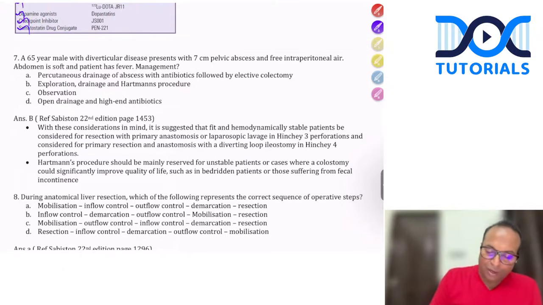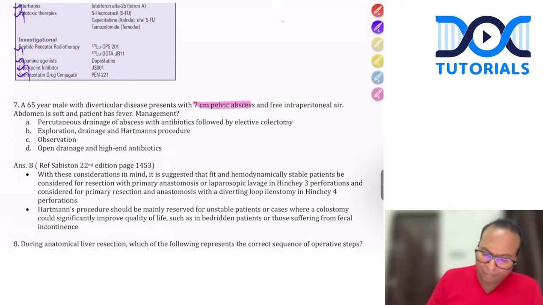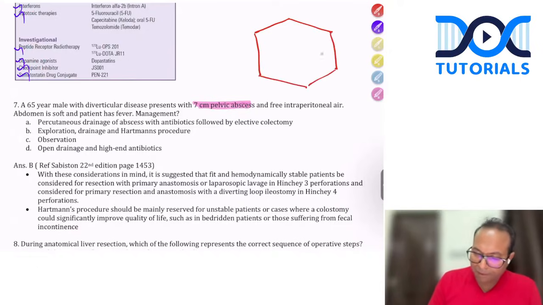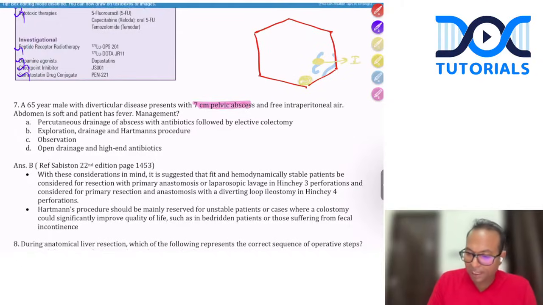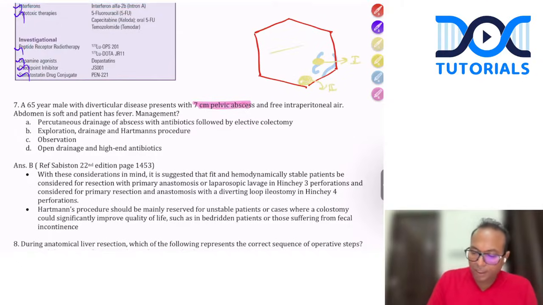A 65-year-old male with diverticular disease presents with a 7 centimeter pelvic abscess and free intraperitoneal air. What is the treatment? So this is a Hinchey classification question. A patient having diverticulitis with an abscess: pericolic abscess is grade 1. Pelvic abscess is grade 2. Diffuse peritonitis comes under grade 3. And 4 is fecal peritonitis. Fecal peritonitis comes under grade 4.